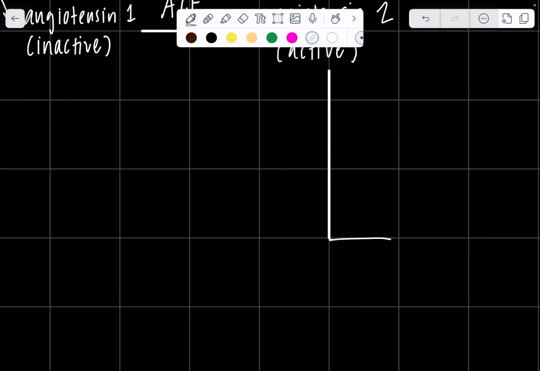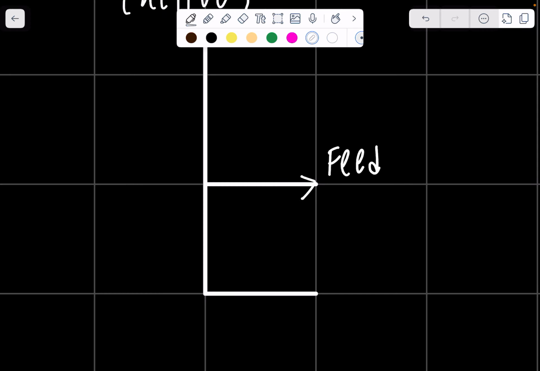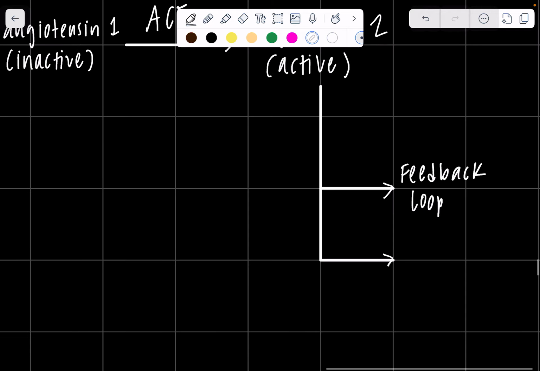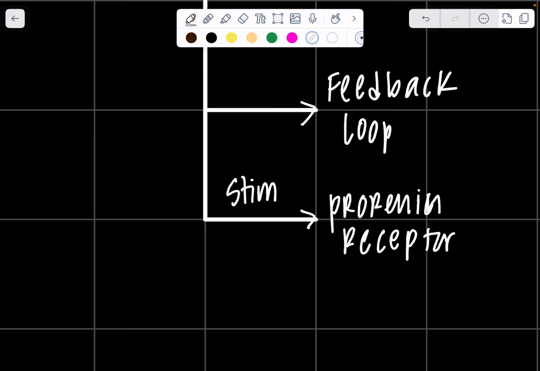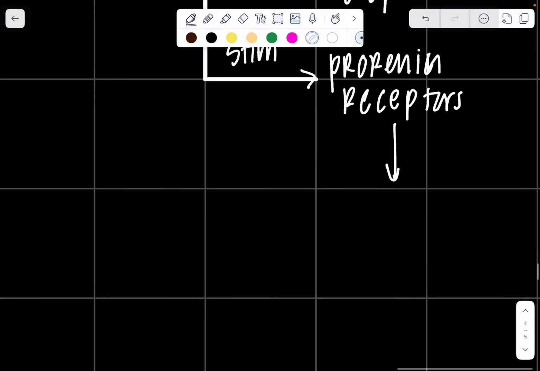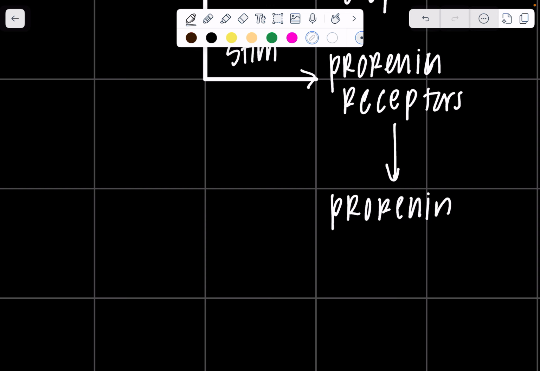One of the things that it can do is stimulate either a positive or a negative feedback loop as needed, a feedback loop for the RAAS system overall. The other thing it can do is stimulate pro-renin receptors, which will in turn release pro-renin. And pro-renin is literally inactive renin. So it's kind of like a storage mechanism.